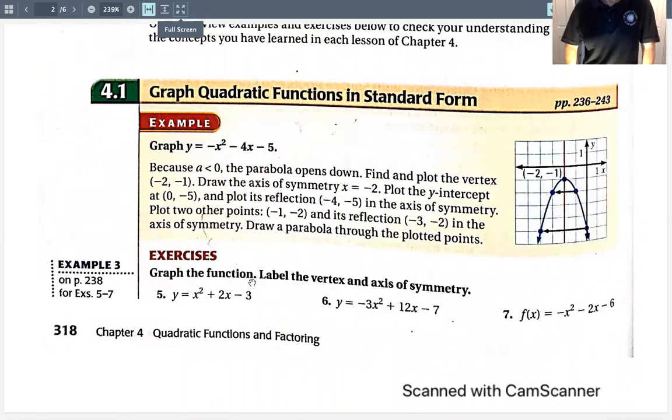So let's look at 4.1. They're saying to graph that quadratic. The way that I would graph it is I would find points of interest. First, I would like to find the vertex.